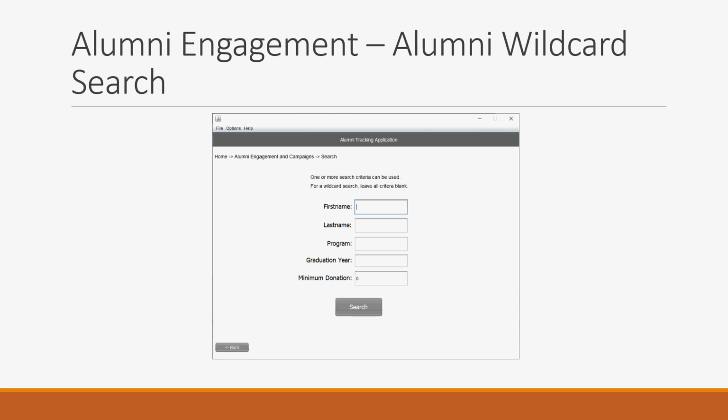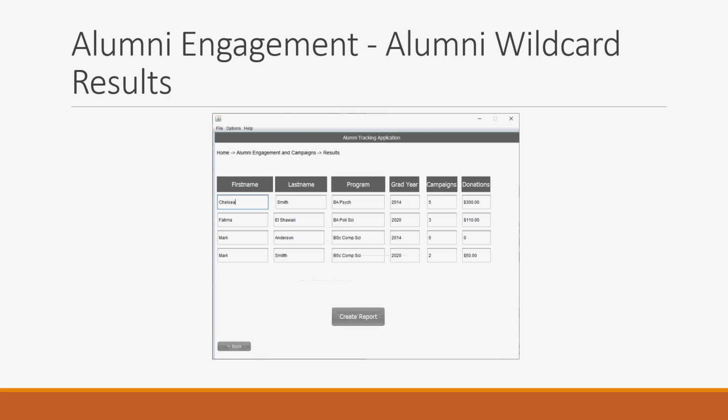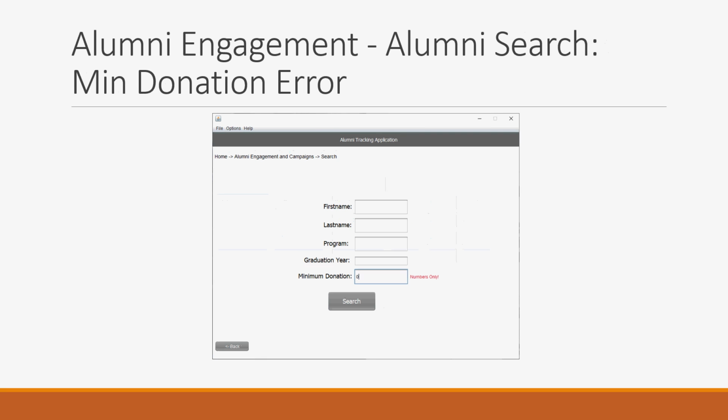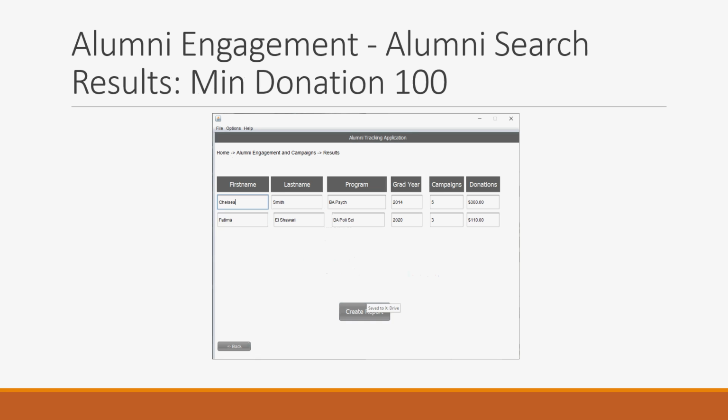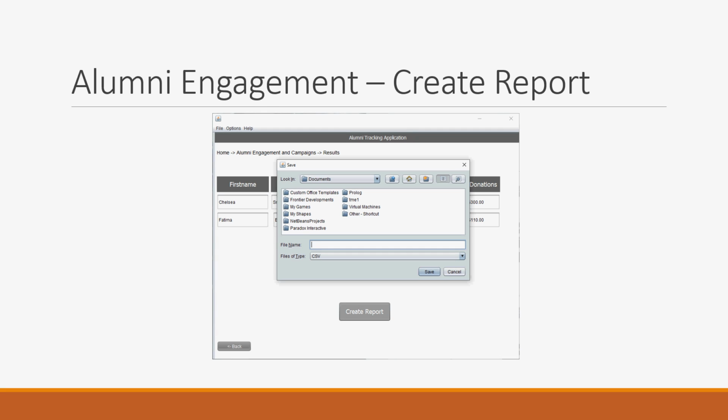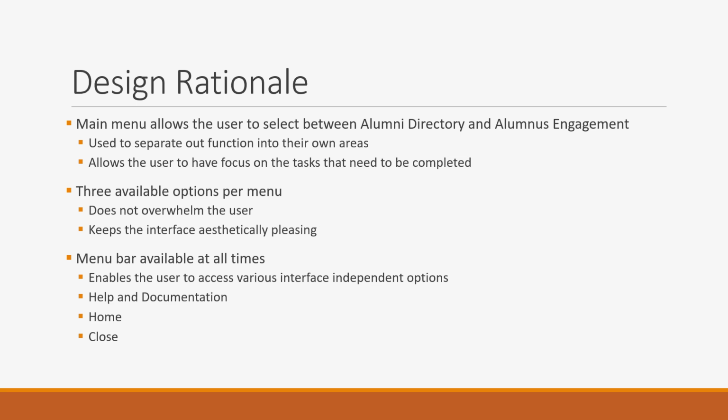So this will result in a wildcard search, which will show all results, which you can see here. And if you try to put a letter into the minimum donation field, it will give an error. If you put in a minimum donation, it will filter the search results to show anybody above that. Clicking on the create report button will allow you to create a report.